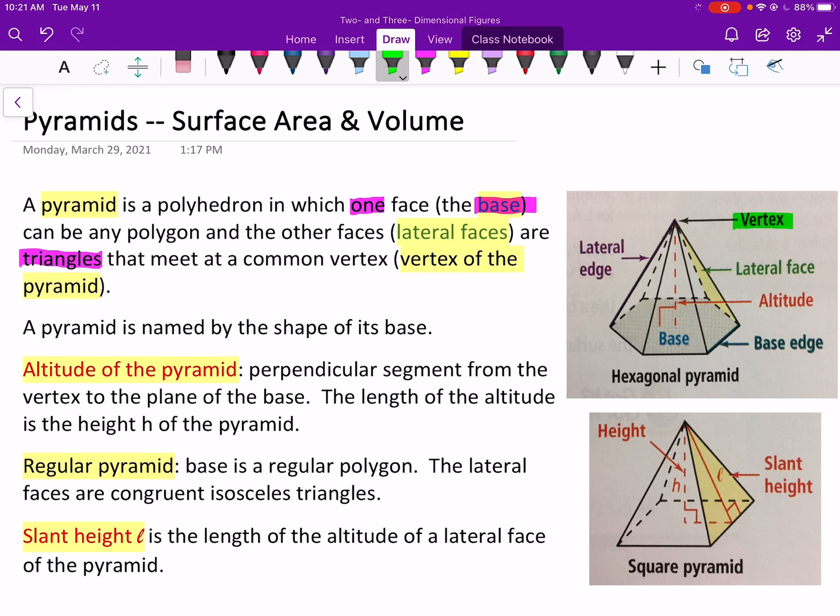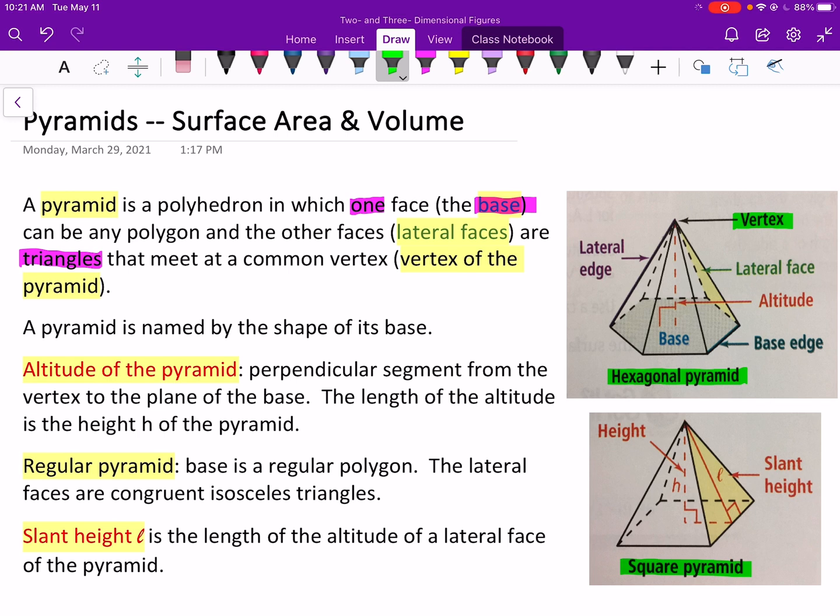A pyramid is named by the shape of its base. That's why in the first picture, since the base is a hexagon, it's a hexagonal pyramid. And in the second diagram, you have a square on the bottom, on the base, so it's a square pyramid.